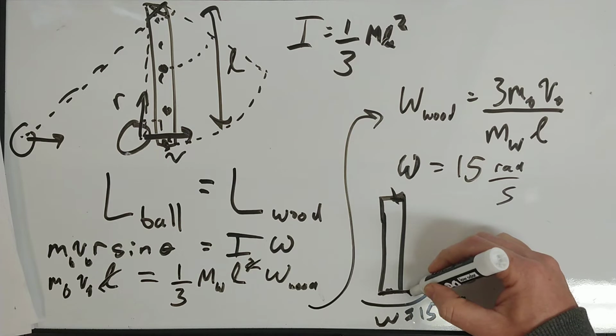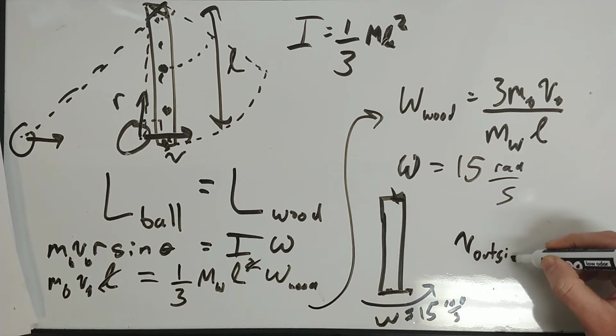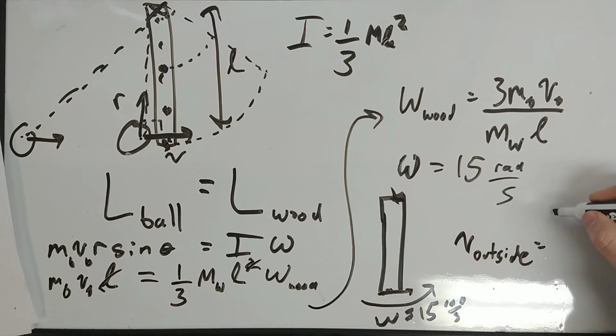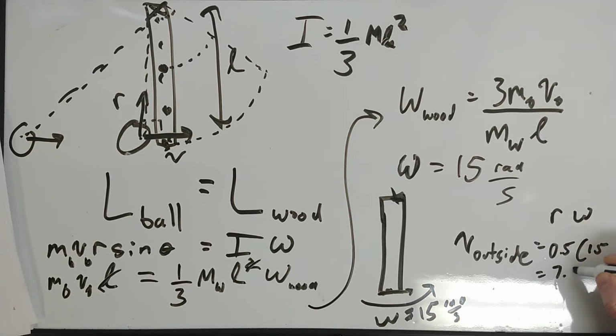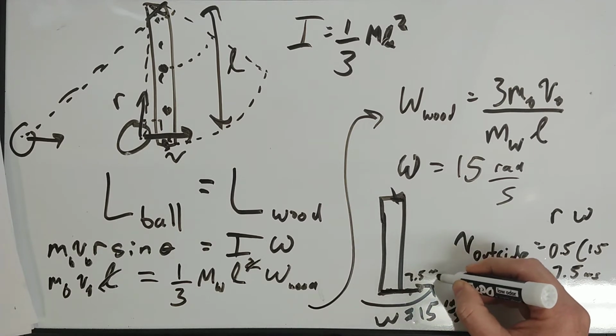The speed of the outside edge, to get that, V of the outside edge would be just R times omega, so it's 0.5 times 15. It would be 7.5 meters per second. So out here, we're moving at 7.5 meters per second.